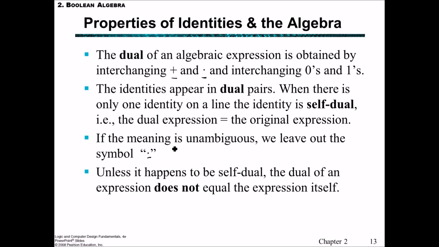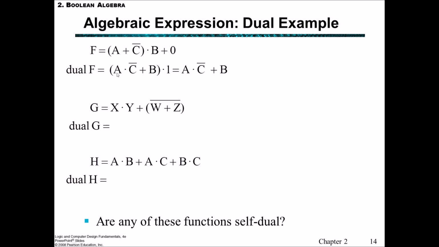And so, as I said before, unless it happens to be self-dual, the dual of the expression itself does not equal the expression itself. So let's look at these examples. We have f equal to a or not c, and b or 0. And the dual of f is we exchange everywhere where there was a plus, we change it to a dot. So everywhere there was an or, we change it to an and. Everywhere there was an and, we change it to an or, and everywhere there was a 0, we change it to a 1. So in this case, the dual of f is a and not c or b.